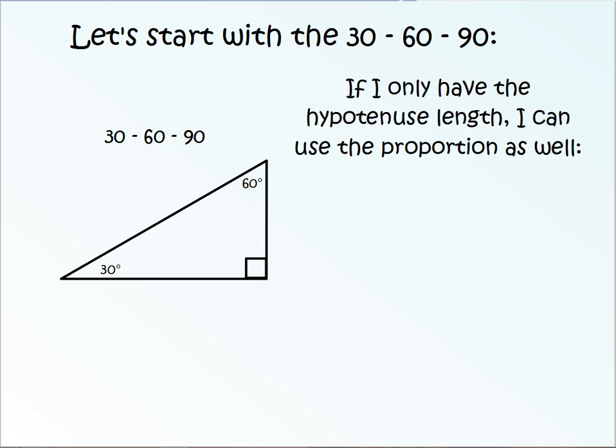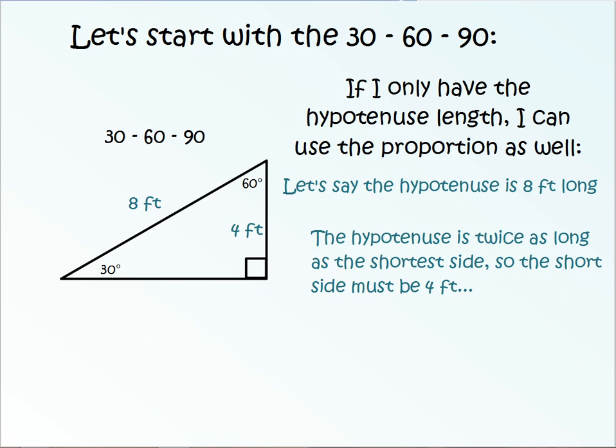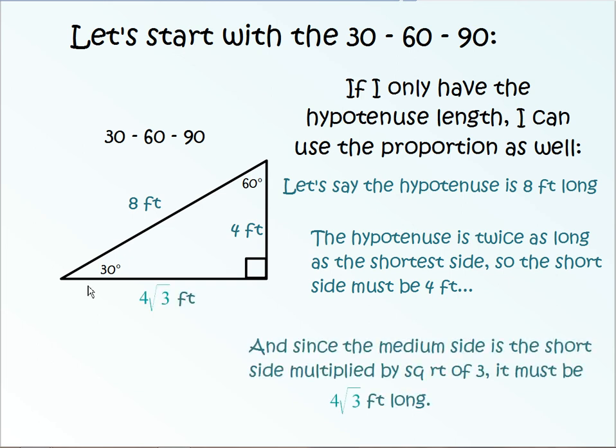If I only have the hypotenuse length, I can use the proportion too. Really, I can do it with any of these, but let me show you what happens if I only have the hypotenuse length. Let's say my hypotenuse is 8 feet long. Since the hypotenuse is twice as long as the short side, that means my short side is 4 feet long. And to get that medium length side, take my short side and multiply it by the square root of 3. So I get 4 root 3 feet long for that medium length side.